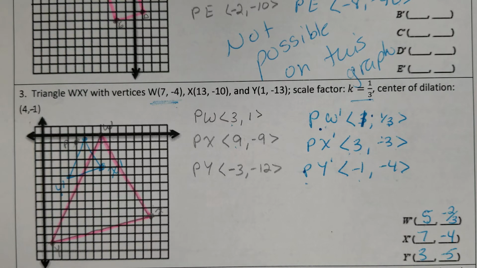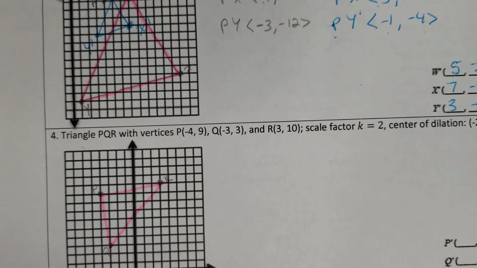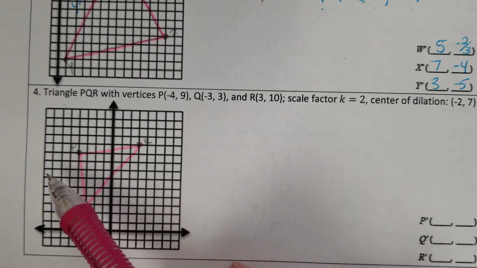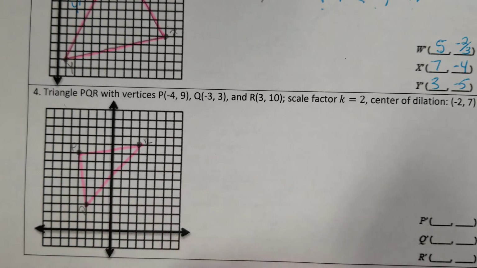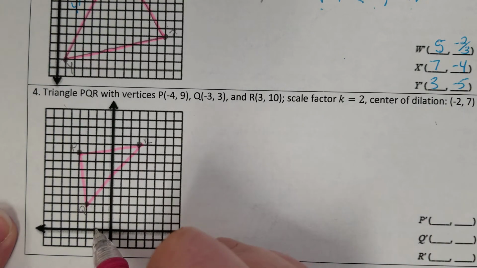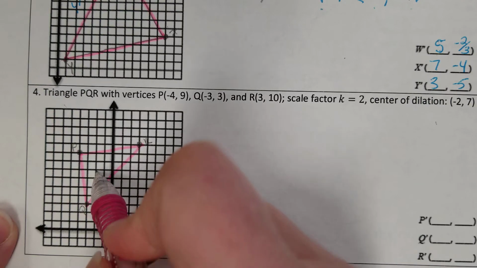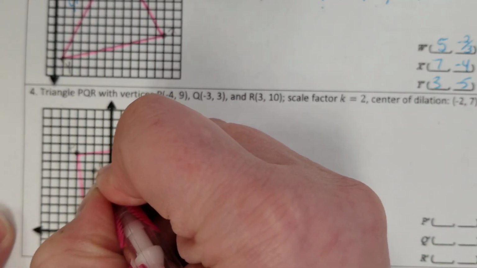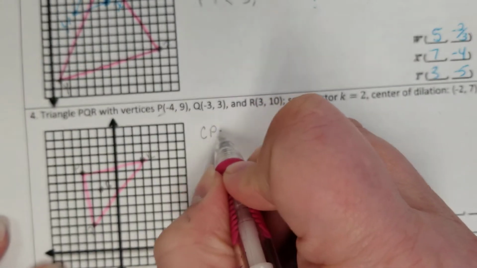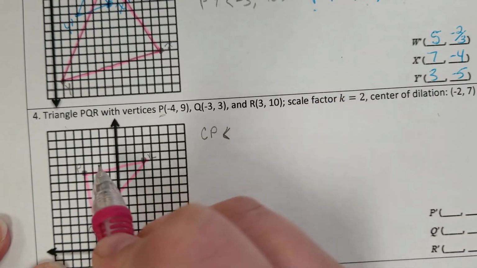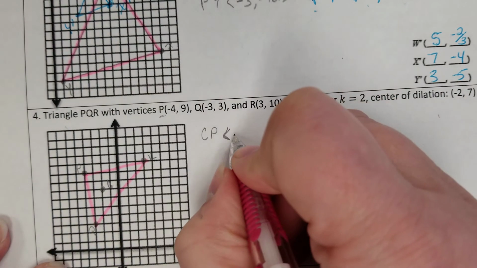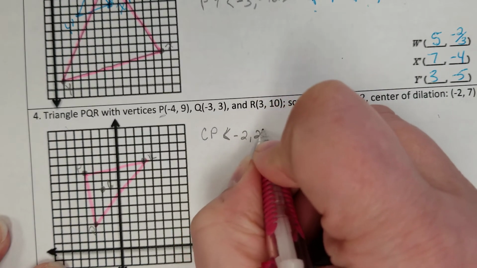So maybe we can get through the last one and I will not make a mistake. All right, so we have triangle PQR and a center of dilation of -2, 7. So 1, 2, 1, 2, 3, 4, 5, 6, 7. All right, I'm going to name this center C since we already have a coordinate that is P. So now it's going to be C to P. So from C, we have to go 2 to the left and then up 2. So we have -2, 2.